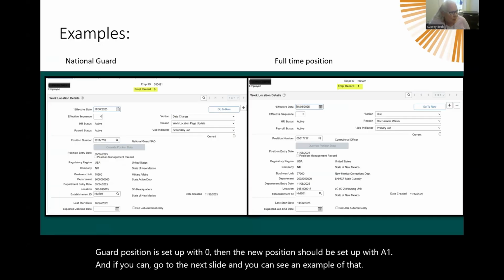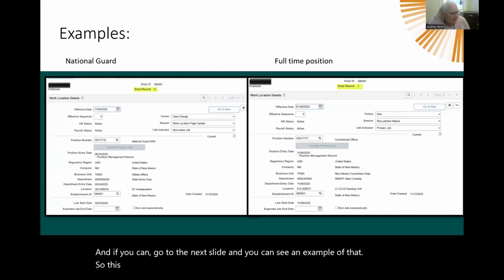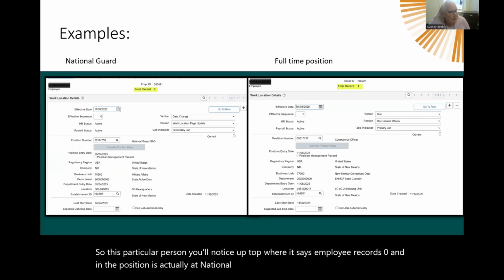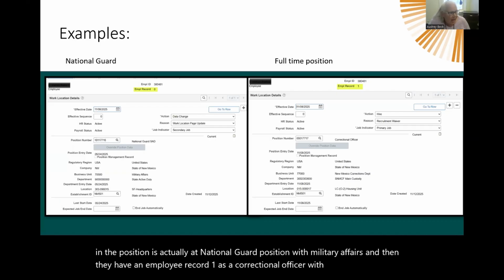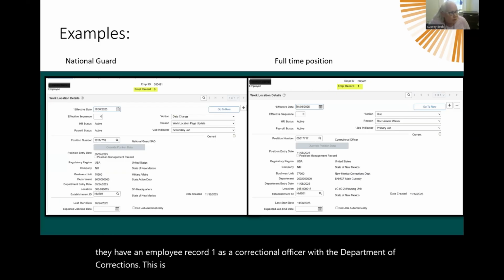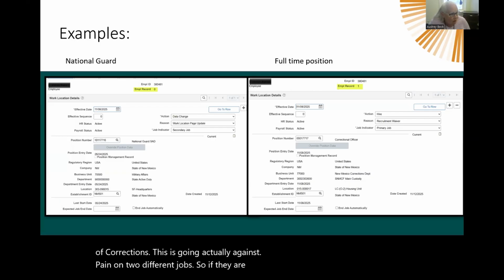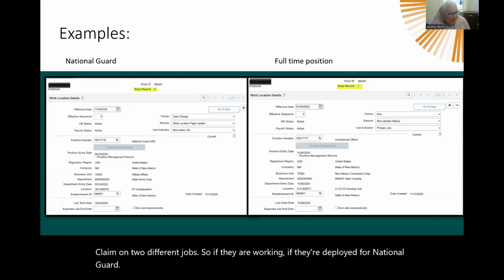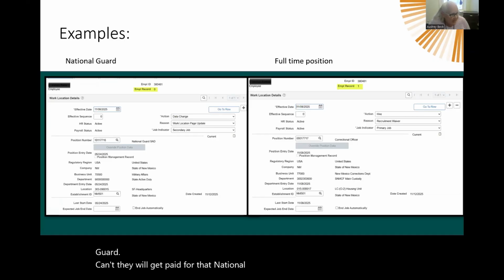So this particular person, you'll notice up top where it says employee record 0, and then the position is actually a National Guard position with military affairs. And then they have an employee record 1 as a correctional officer with the Department of Corrections. This employee actually gets paid on 2 different jobs. So if they're deployed for National Guard, and they will get paid for that National Guard deployment through the state, then they will get paid on employee record 0.